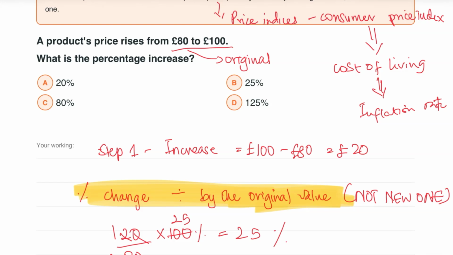Now remember, the tricky one is if you divide by 100 instead of 80, you will get 20%. This would be the wrong answer. Remember, you always look at the original value, not the new one.